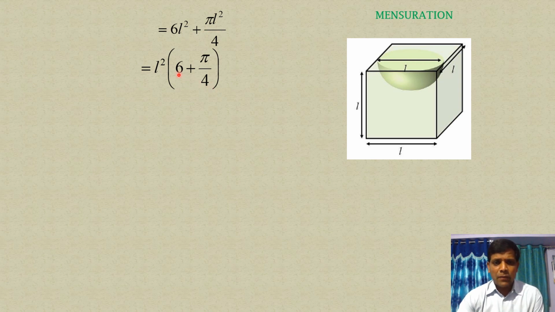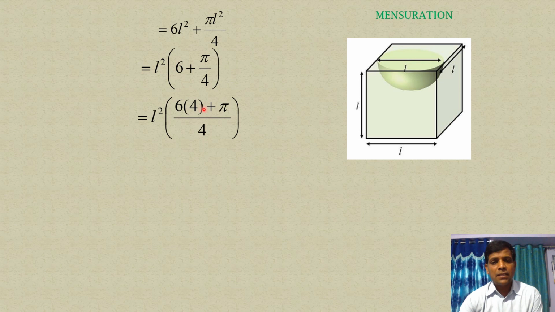Now next step. Here 6 means 6 by 1, plus pi by 4. So what is the common factor? The LCM of 1 and 4 is 4. So 6 into 4, 24, plus pi. Write in the next step: L square into 6 by 1, 1 and 4, 4 times. 4 into 6, or 6 into 4, plus 4 and 4, 1 time, 1 into pi. Next step: L square into 6 into 4, 24, plus pi, whole by 4.